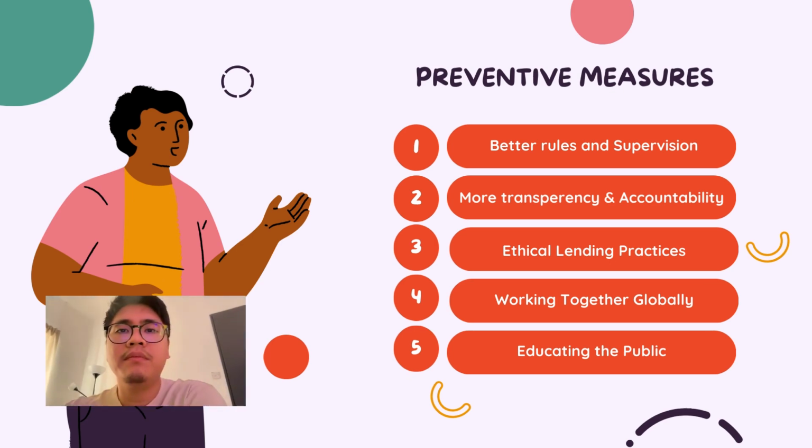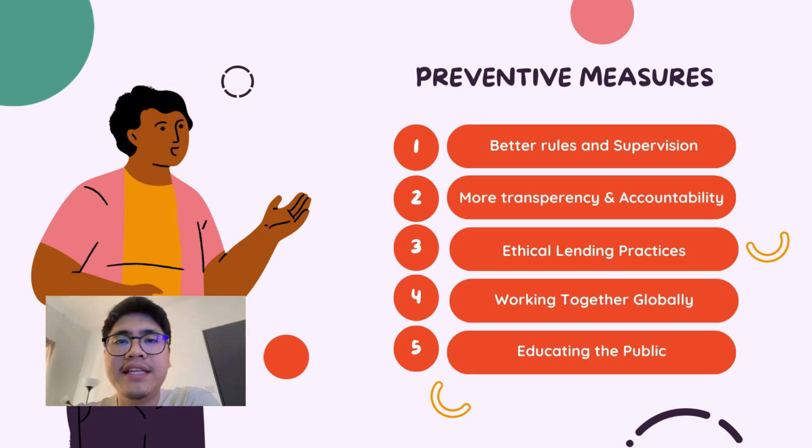Second, we need more transparency and accountability. First, we need to have clear financial products. Complex and unclear financial products were a big problem in 2008. We need to make sure that all financial products are easy to understand. Investors should know what they are buying and the risks involved.